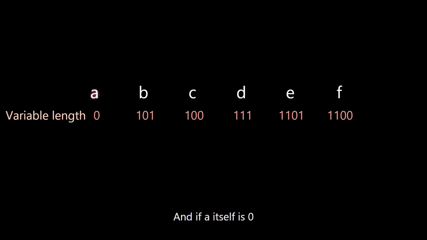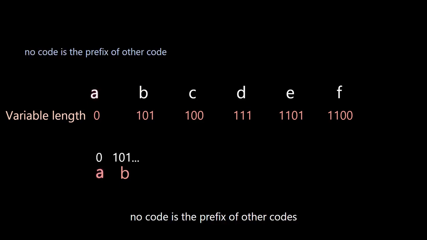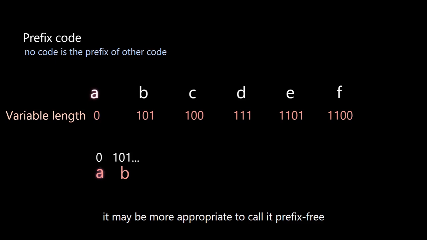And if A itself is 0, then to decode this string, the first 0 must be A and the rest must be B. There is no other possibility. Therefore, when no code is the prefix of another code, it is called a prefix code. In fact, it may be more appropriate to call it prefix-free code. In short, it has the same meaning. Variable length encoding requires such a property.